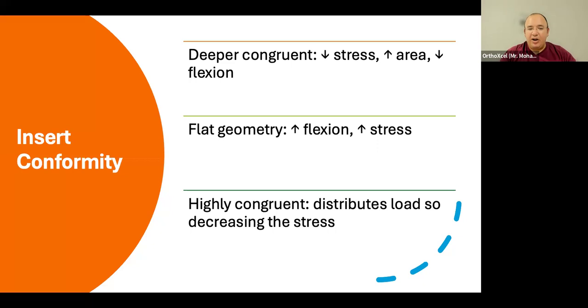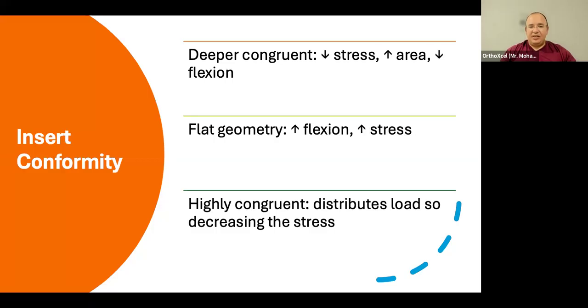Other option is to have a flat geometry. So your insert is just flat. And at that time, there is no conformation of the joint because your femoral component is rounded, or even if it's rounded with a bit of flat surface, but the insert is completely flat. So there is no conformation of the articular surface. And this ends by, you can do a proper roll back and flexion, but the problem again, there is a lot of stress on the insert itself. So the high risk of delamination, high risk of insert failure or poly failure.